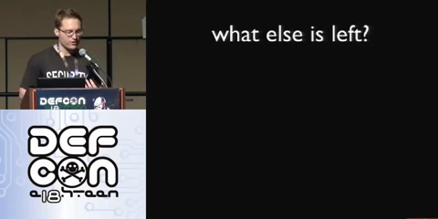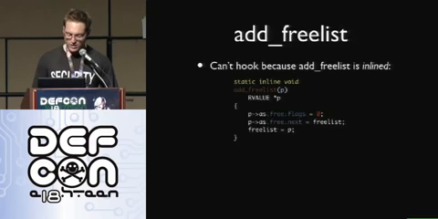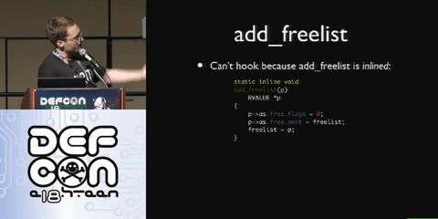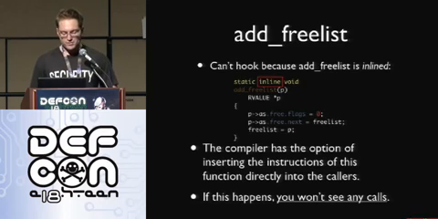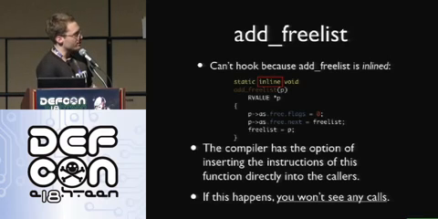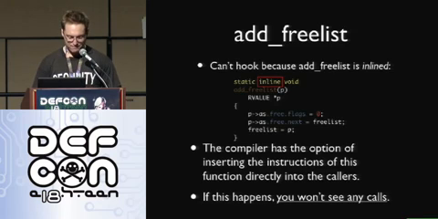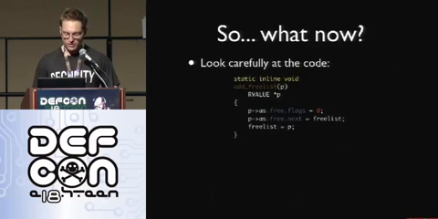Okay, so we know how to hook two types of functions, but there's a third type that also matters, inline functions. And this is actually really tricky. There's a function that I needed to hook to build this memory profiler called add free list. But the problem with trying to hook add free list is that it's marked as inline, which means that the compiler has the option of inserting the instructions for this function directly into whoever is calling this function. So if that happens, you won't actually see any explicit call instructions in your binary.